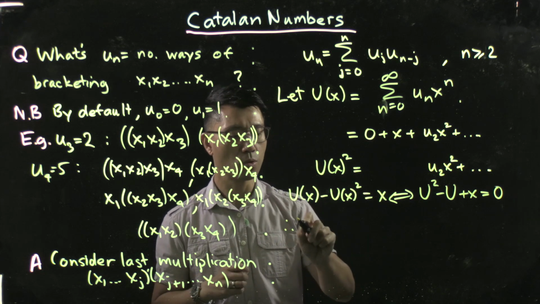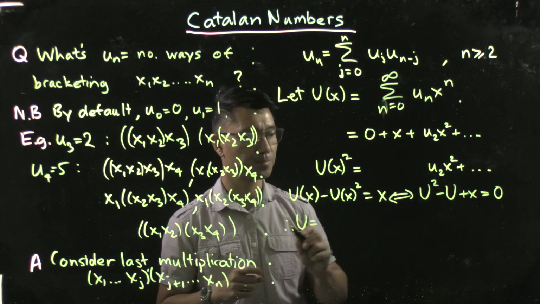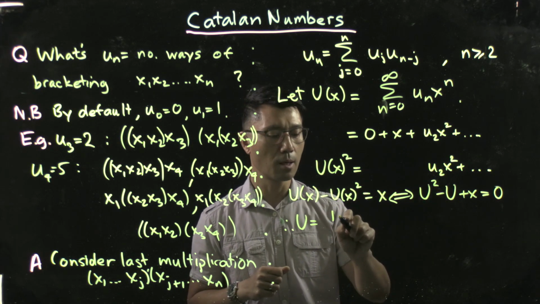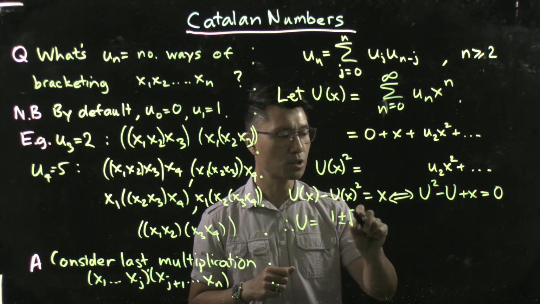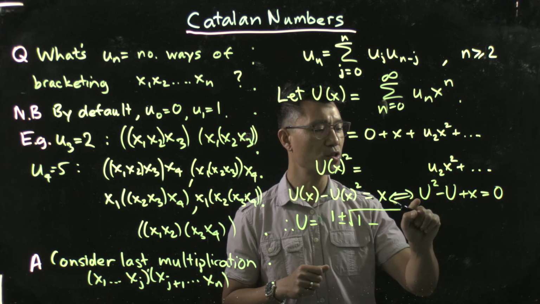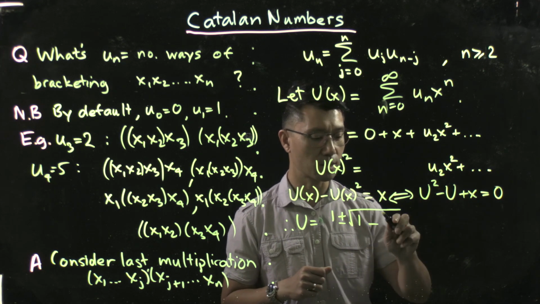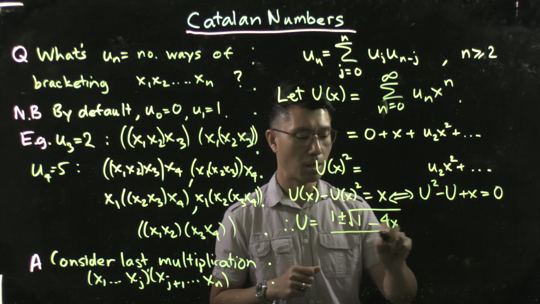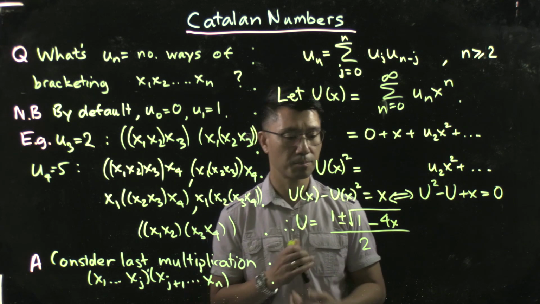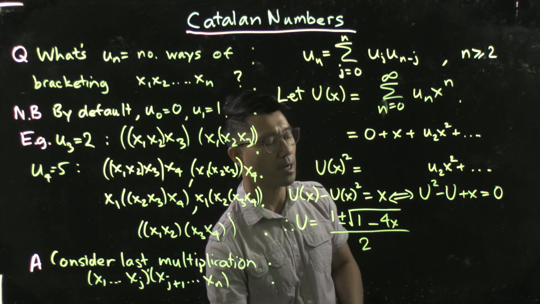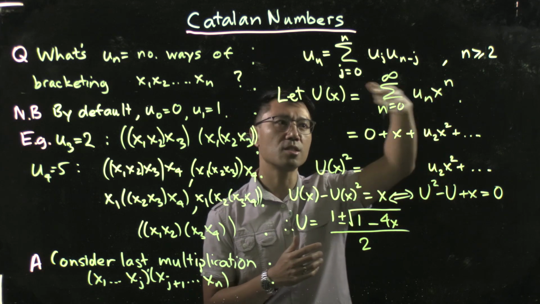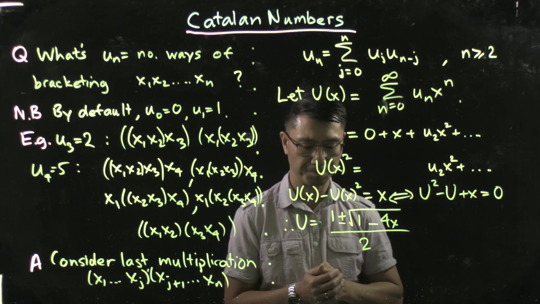So therefore, u is equal to, by the quadratic formula, the negative of the coefficient of u, that's 1, plus or minus the square root of the square of that, so that's 1, minus 4 times the coefficient here, which is 1, times the constant term, which is x, so minus 4x, and you divide by 2. And that's your answer. Now this is a little bit funny because you see 2 solutions here, but of course you shouldn't have 2 solutions. This is a unique power series that's given to you.